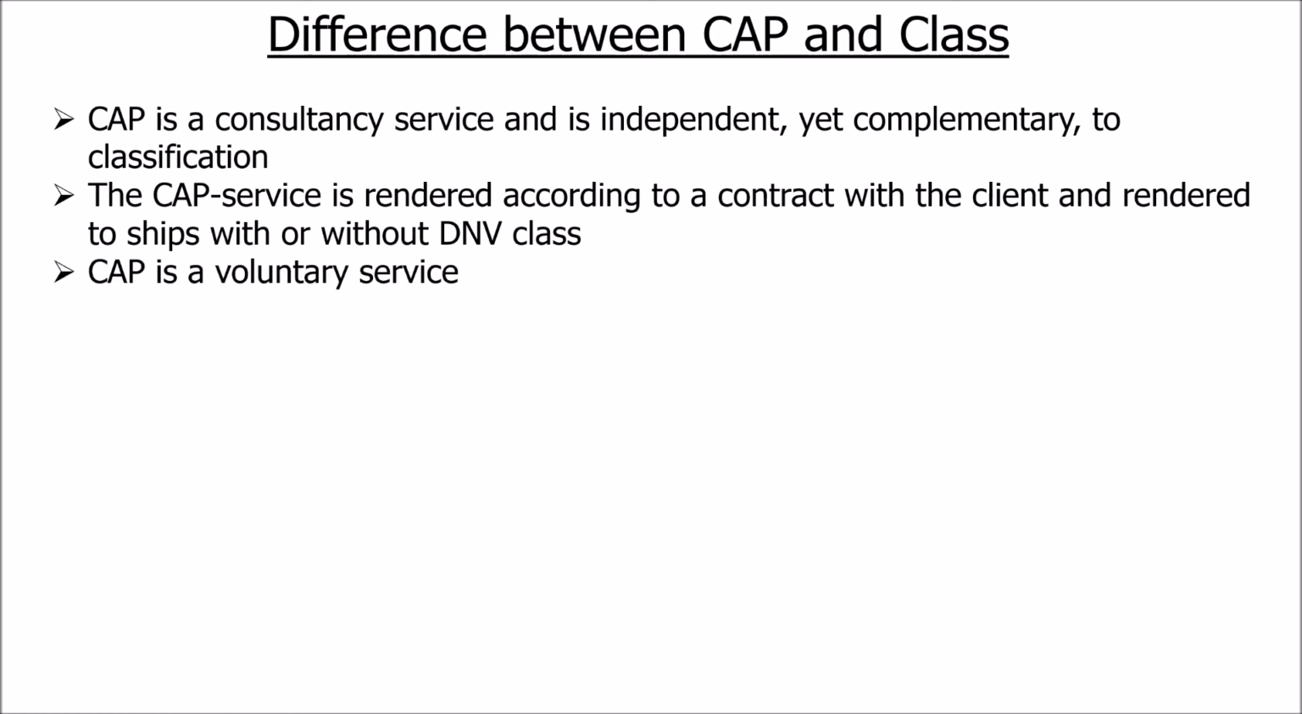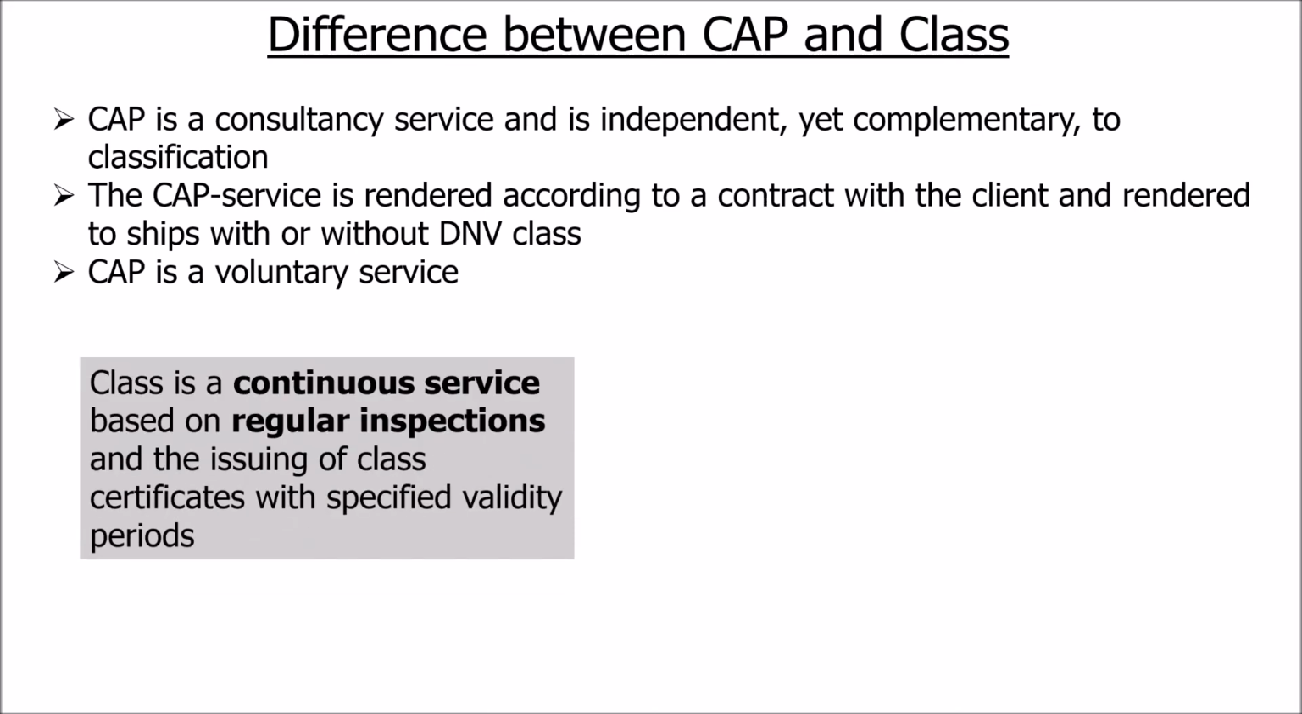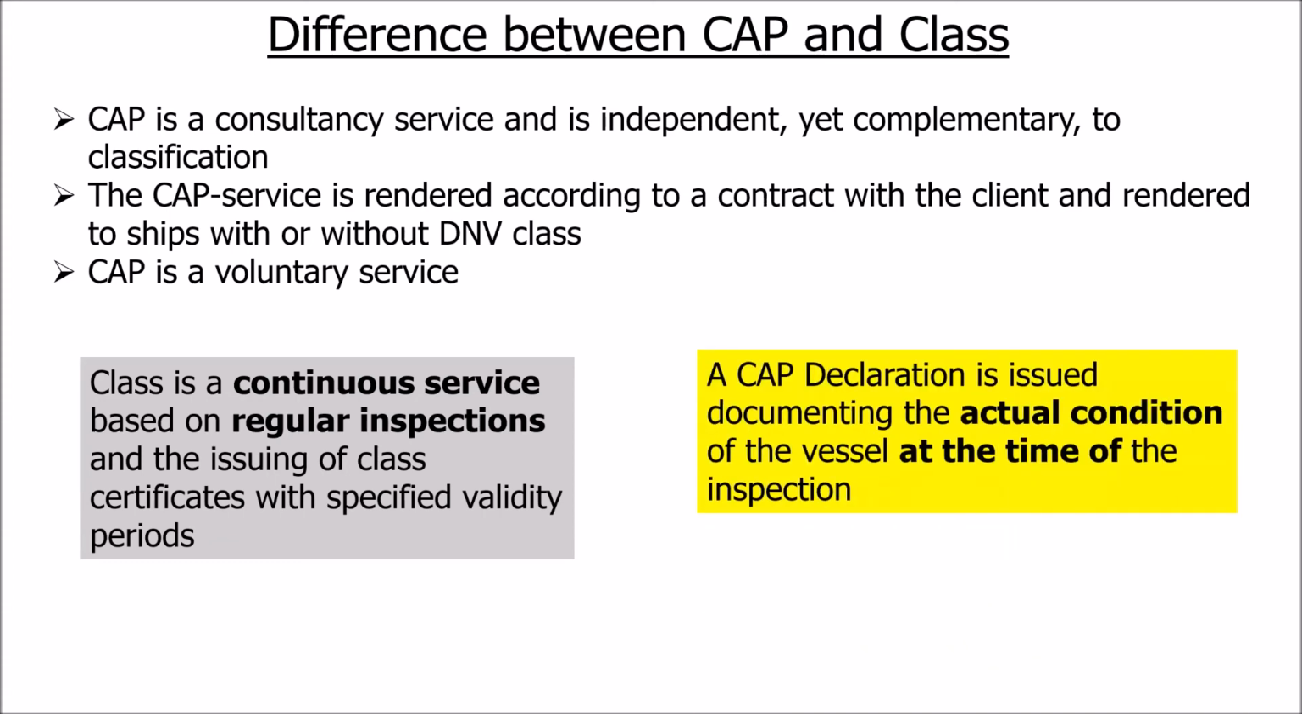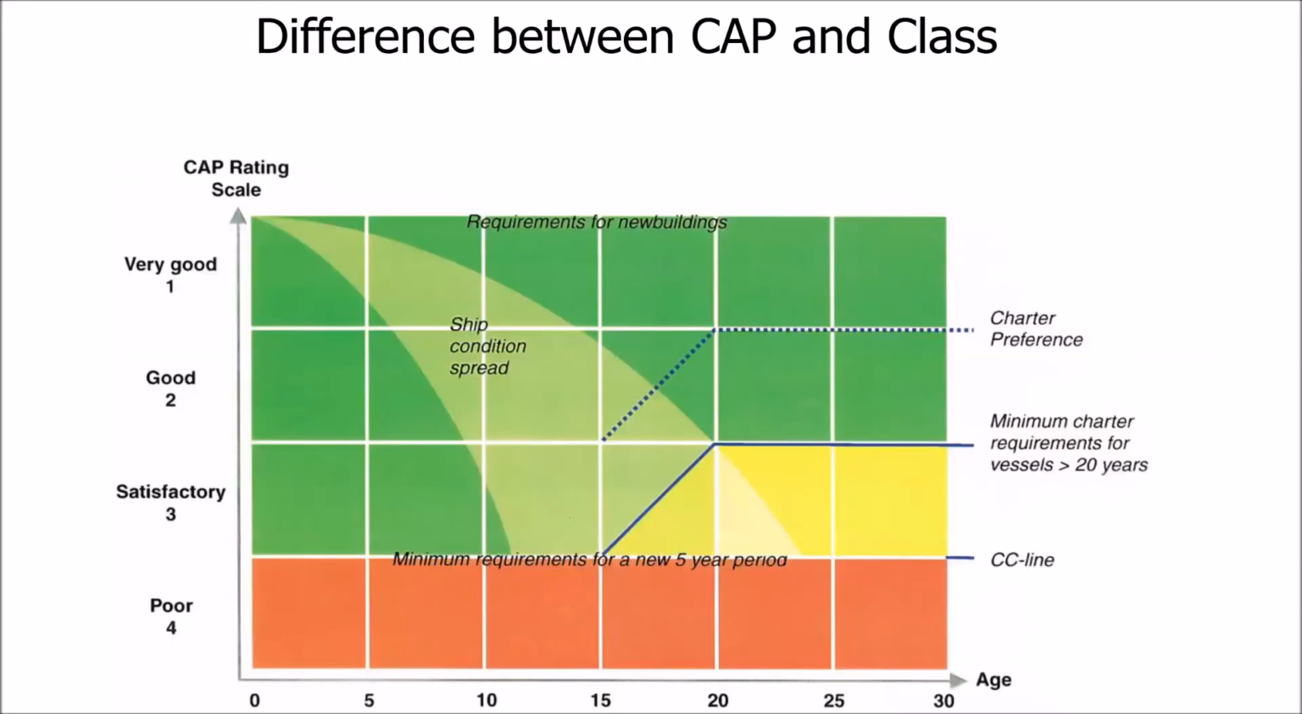As I said, voluntary. The class is a continuous service based on regular inspections and the issuing of class certificates with specified validity periods. A CAP declaration is issued documenting the actual condition at the time of inspection. If you have a 3-year-old CAP declaration, it's not as valuable as a new one, of course. But it's the same about main class, by the way.